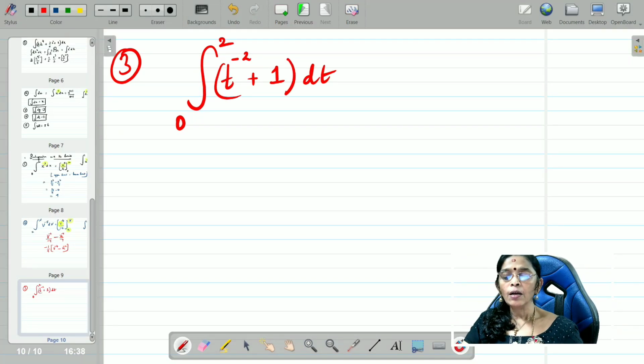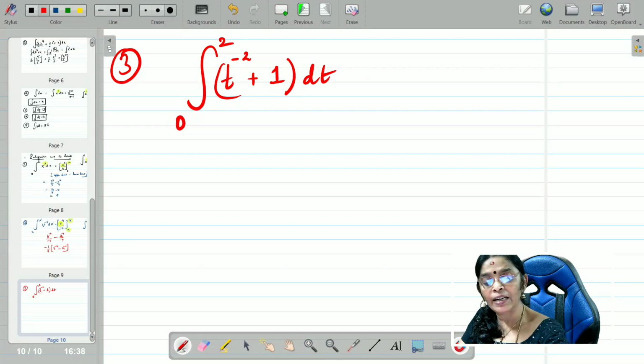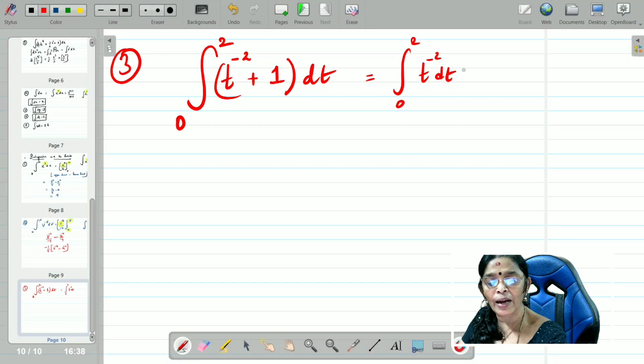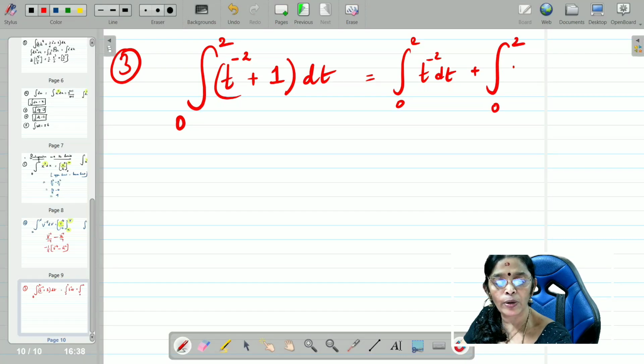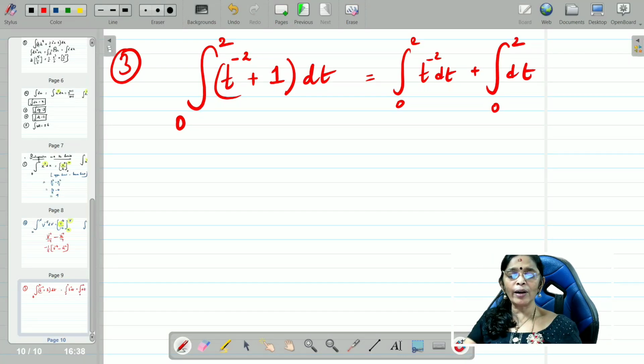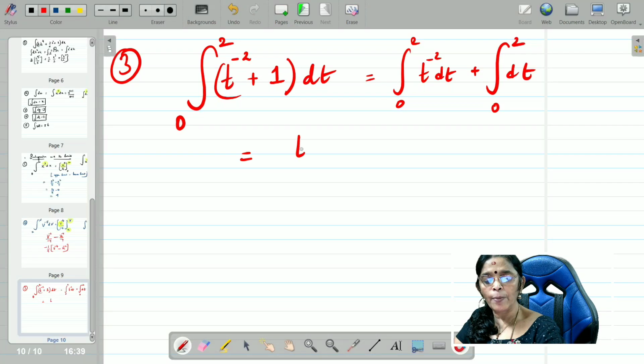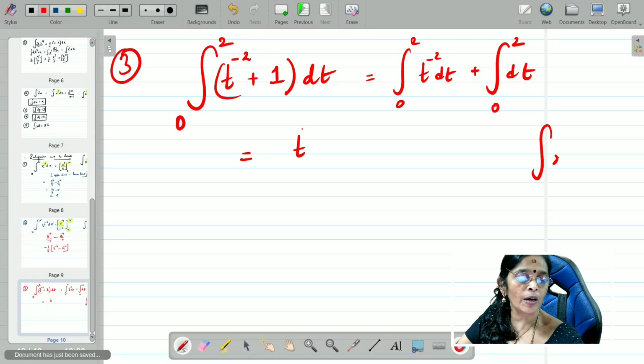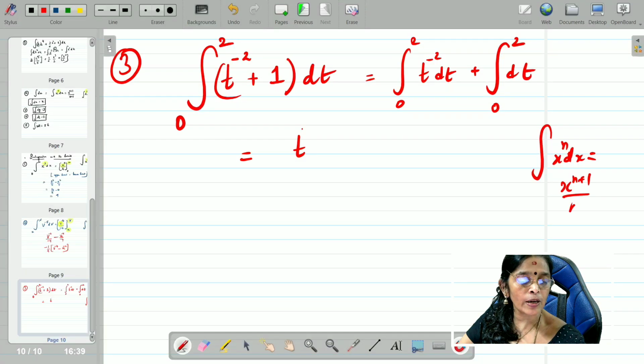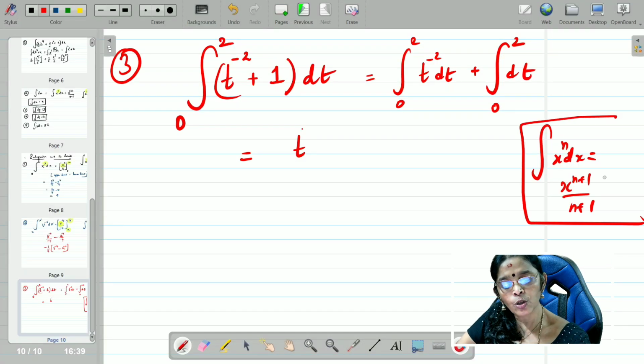Do you get it, children? t power minus 2 dt, separately take it out: integral 0 to 2 t power minus 2 dt plus integral 0 to 2 dt. Quicker you can do it. That is equal to t power minus 2 plus 1. What is the formula? Integral of x power n dx is equal to x power n plus 1 divided by n plus 1. That's all. So now use the formula.